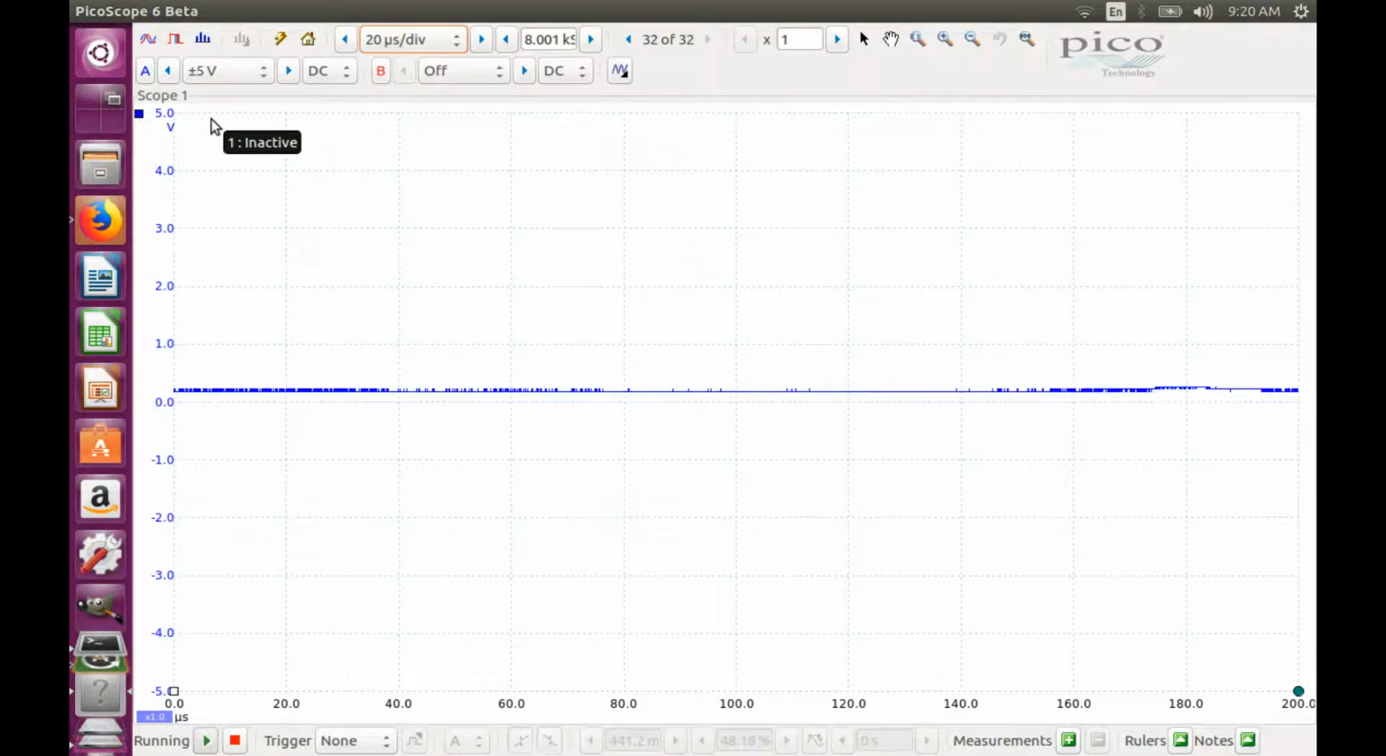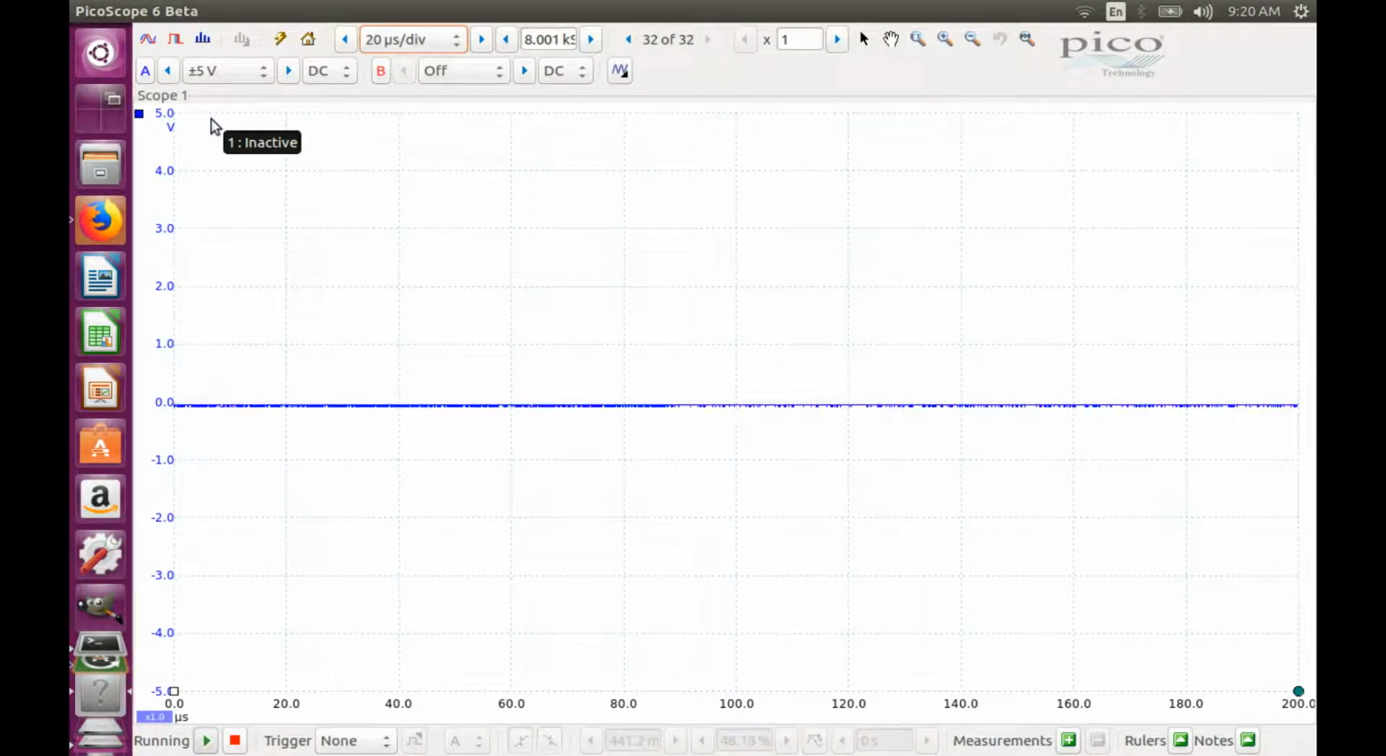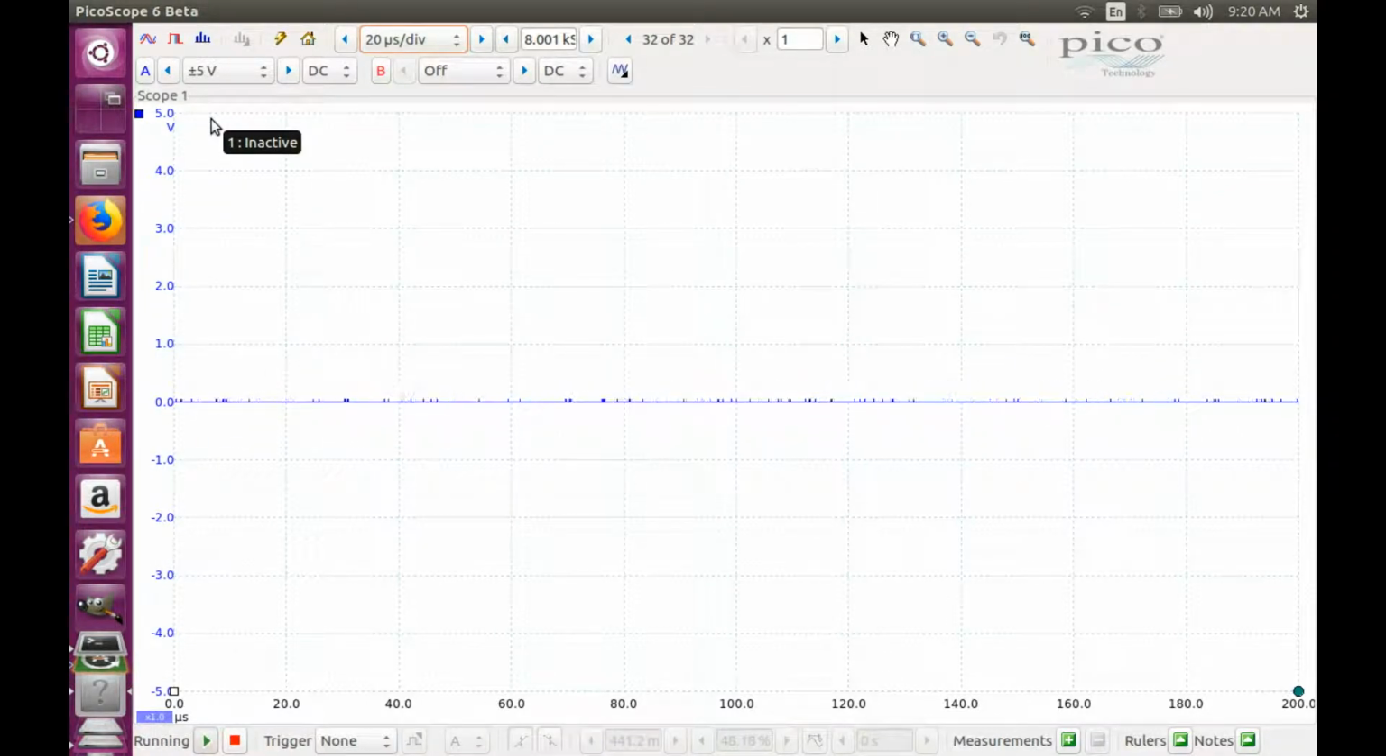Hello everyone, today we are going to talk about how to capture good zoomable waveforms in a Pico 2204A oscilloscope. This oscilloscope has a small buffer, only 8000 samples, and is an 8-bit oscilloscope, so we have to be careful about our settings. So let's begin.